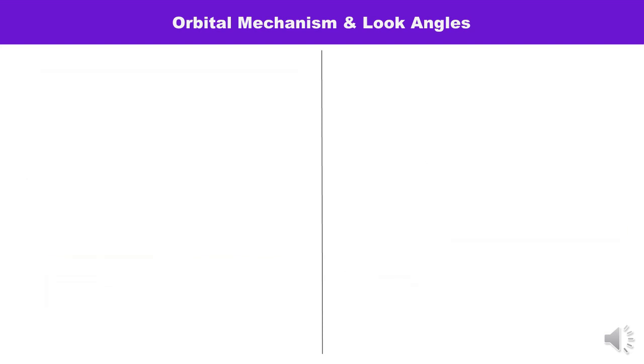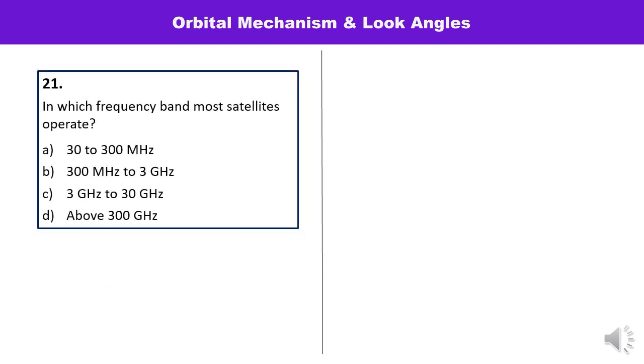Next, question number 21 is, in which frequency band most satellites operate? So what is that particular frequency band? You know that the frequency band in which most satellites operate is starting from 3 gigahertz and goes up to 30 gigahertz. So this is the correct option, C.